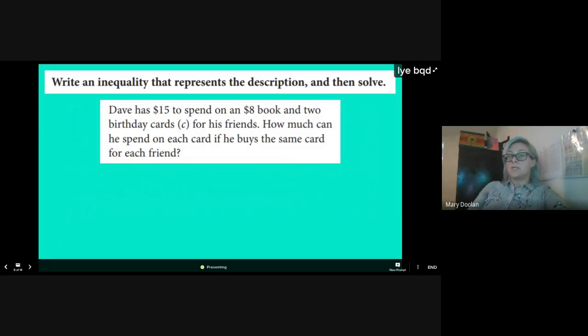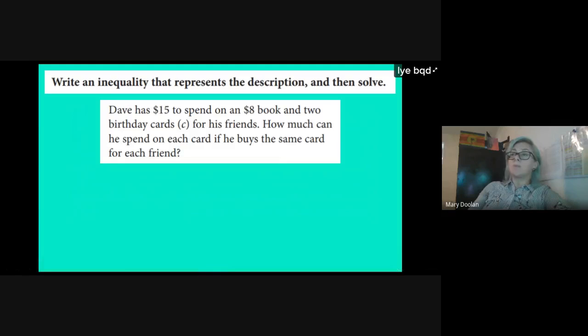So we'll do this one together. Write an inequality that represents the description and then solve. So we didn't have to solve on the last ones, we were just writing them. Now we're going to write one and solve it. Dave has $15 to spend on an $8 book and 2 birthday cards, C, for his friends. How much can he spend on each card if he buys the same card for each friend?